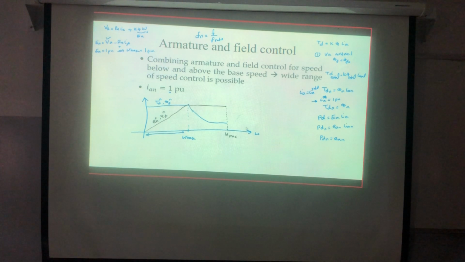Okay? So this is what we call the constant power region, and this is what we call the constant torque region. So here we have VA control, and here we have the flux control. Good.